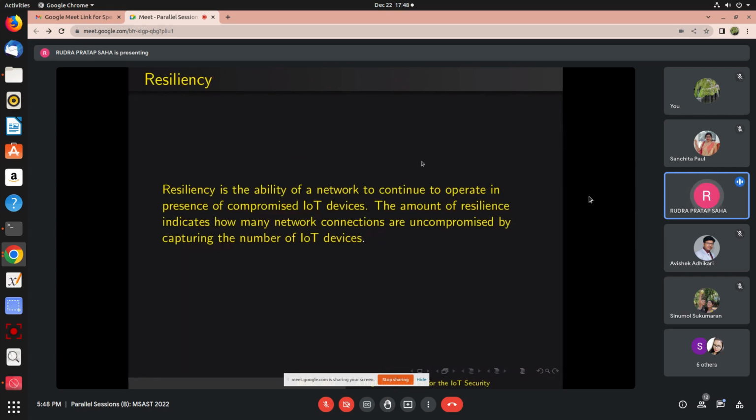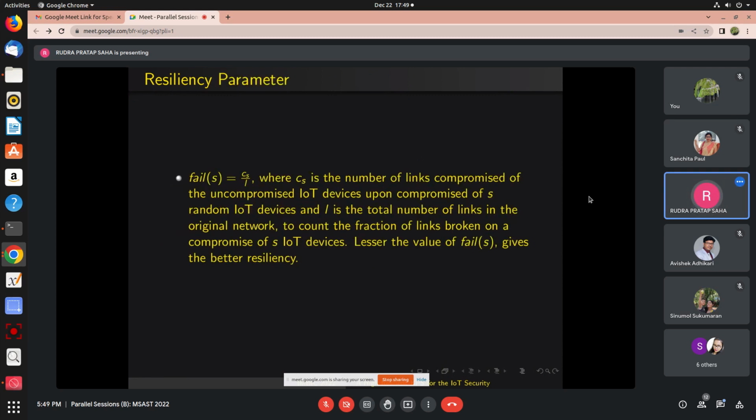And now we move on to what resiliency is. Resiliency is the ability of a network to continue to operate in the presence of compromised IoT devices. The amount of resilience indicates how many network connections remain uncompromised after capturing a number of IoT devices. For that, we already know the resiliency parameter is the FLS measure, where FLS is C by L, where C is the number of links compromised among the uncompromised IoT devices upon compromise of S random IoT devices, and L is the total number of links in the original network, to count the fraction of links broken in the compromise of S IoT devices.